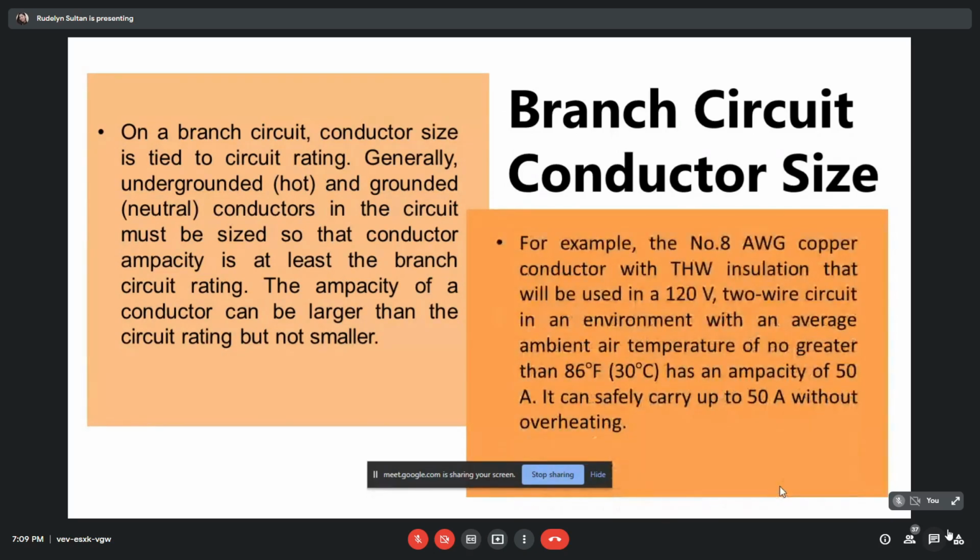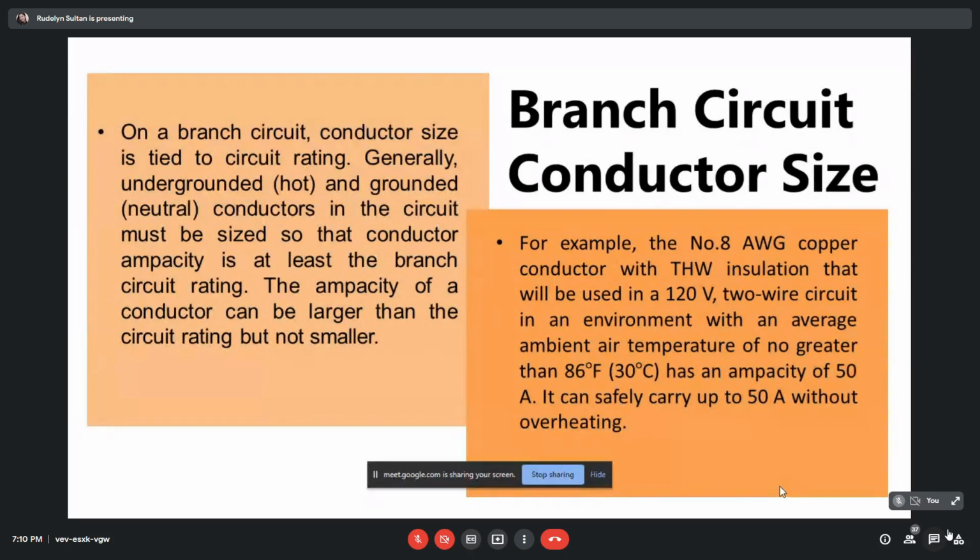For example, the number 8 AWG copper conductor with PHW insulation that will be used in a 120 volts two-wire circuit in an environment with an average ambient air temperature of no greater than 86 degrees Fahrenheit or 30 degrees Celsius has an ampacity of 50 amps.